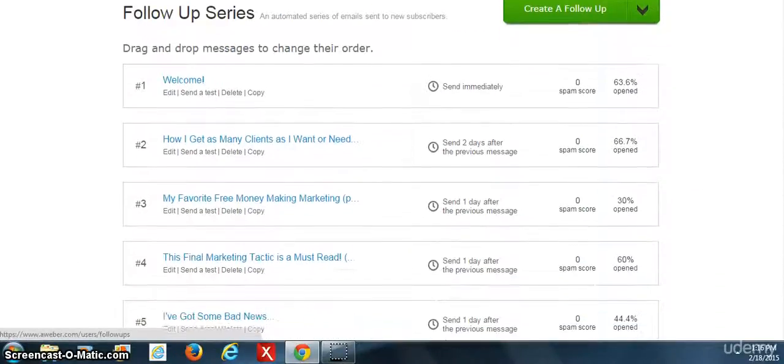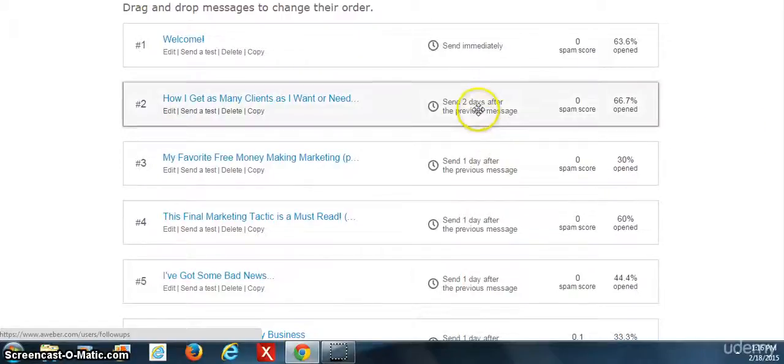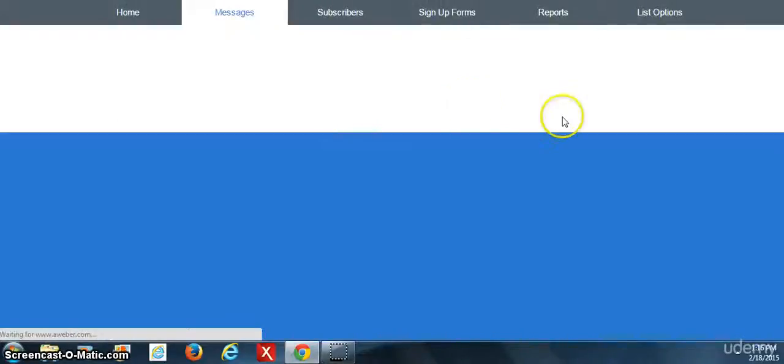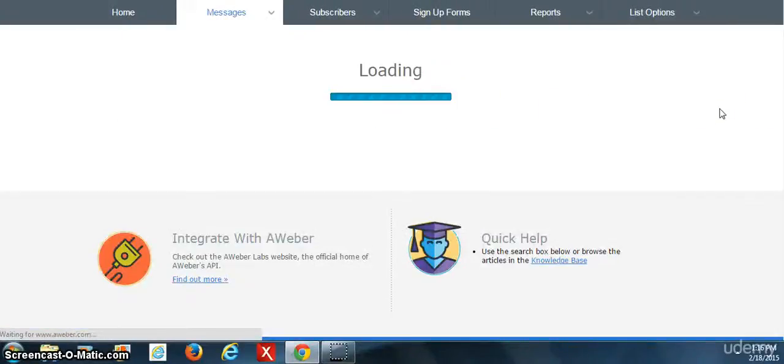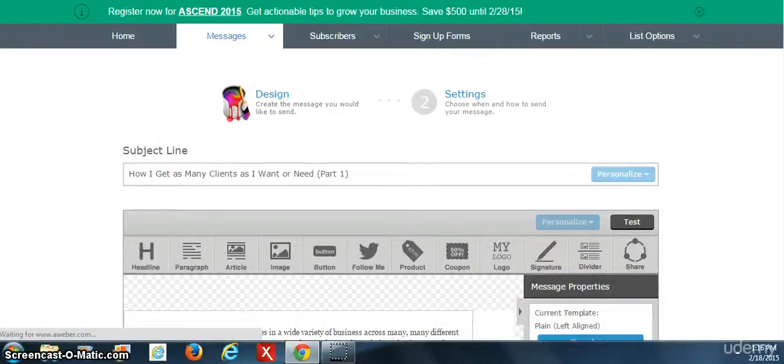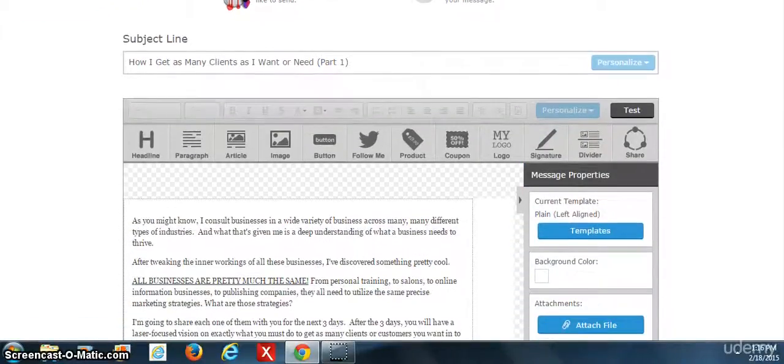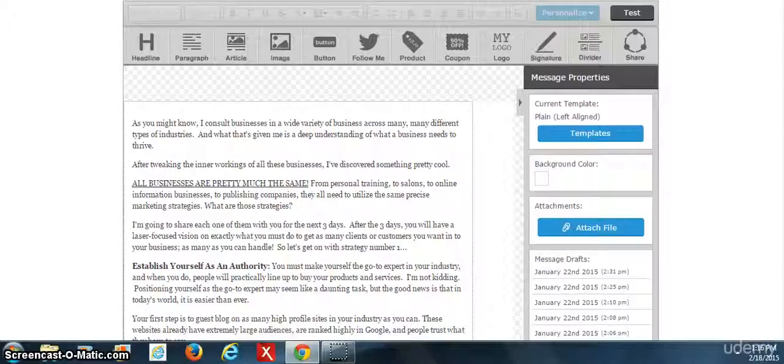Now, this next email is sent 2 days after the welcome email. And it's how I get as many clients as I want or need. I think there might be something at the end of that subject line. We'll have to check. But this is the second email that gets sent 2 days after. Yeah, so it's how I get as many clients as I want or need, part one. So what I did with this follow-up series is I let them know that this was going to be a 3-day series where over the next 3 days, I give them three of my best marketing tactics. The things that I use to get customers and clients.